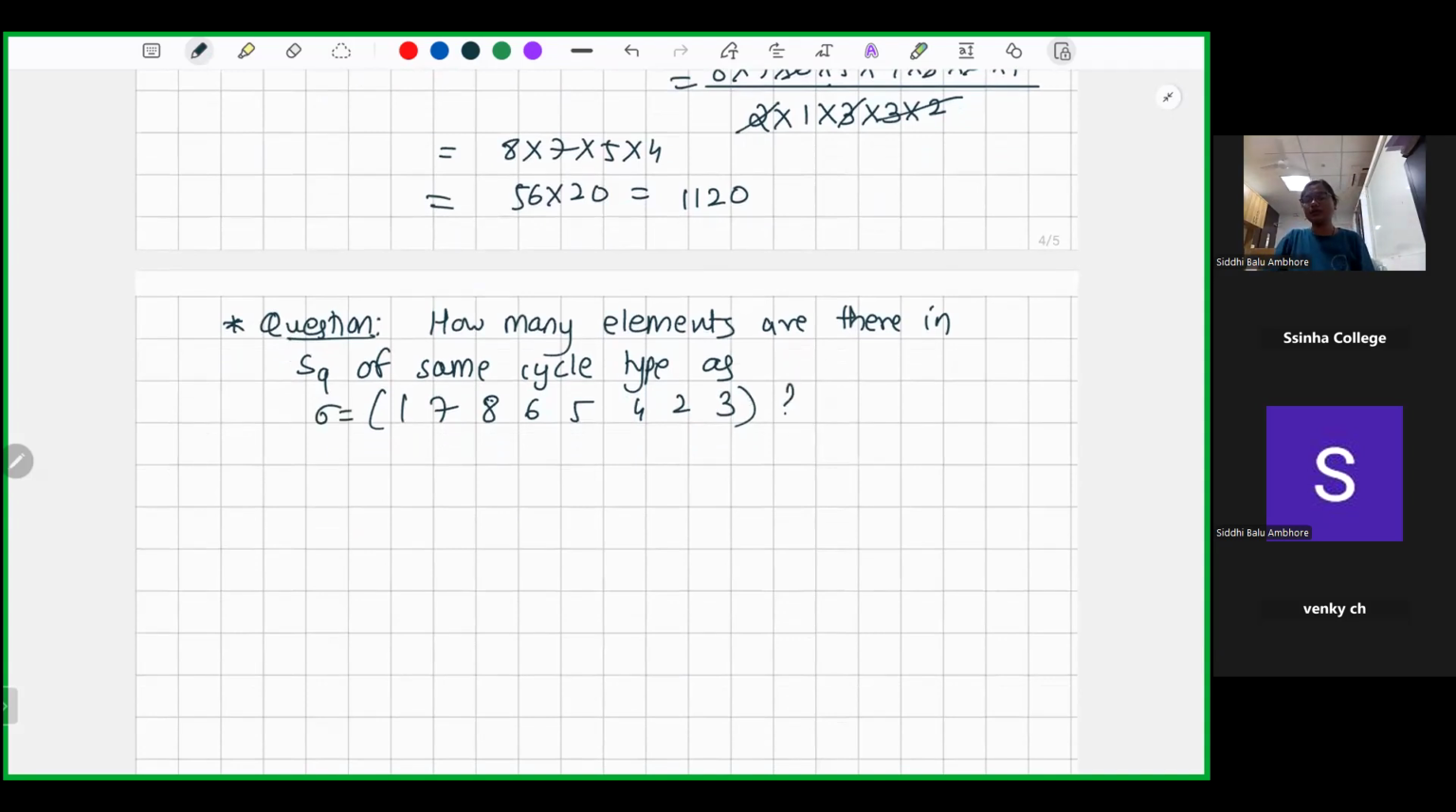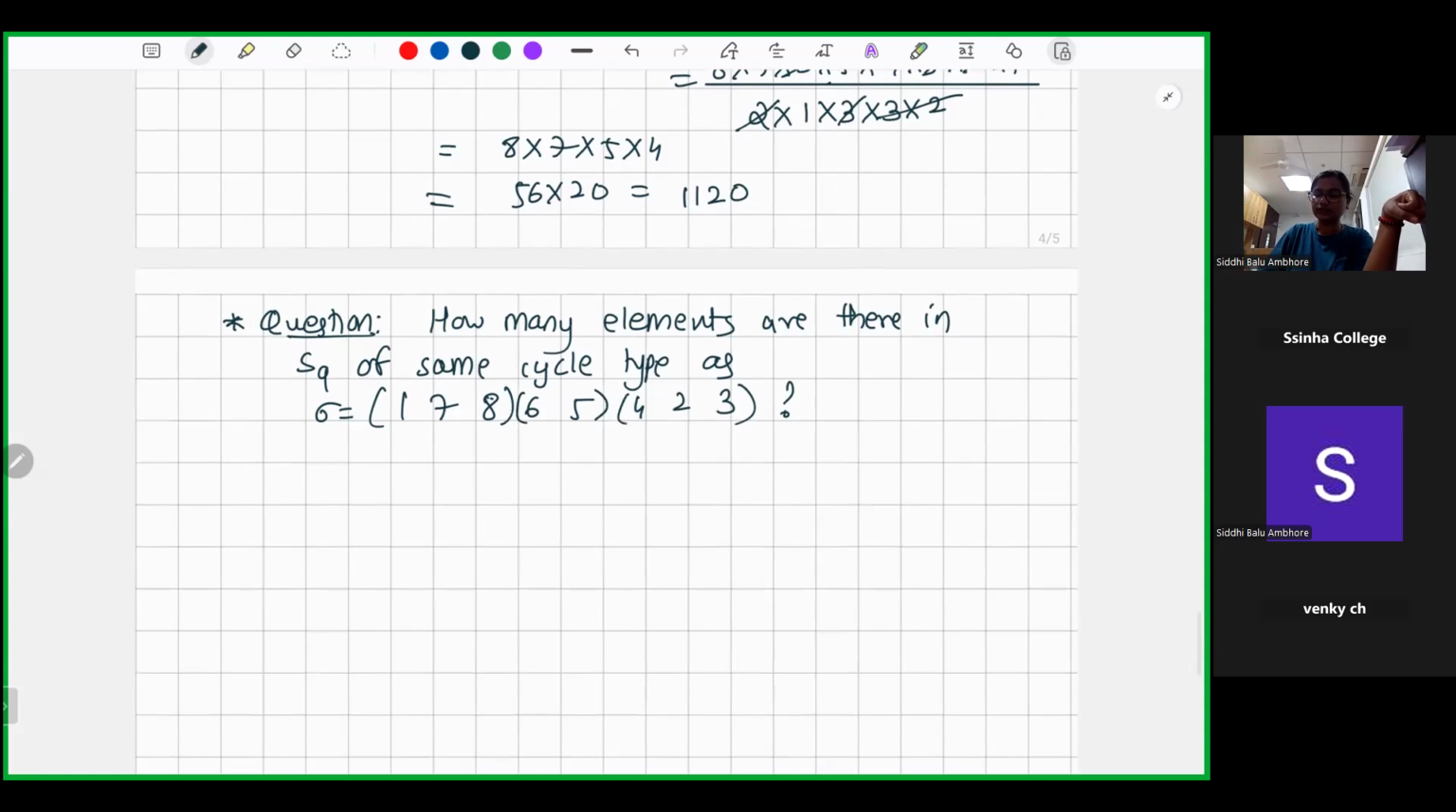And in that case you will first have to write this in disjoint cycle form, and then find the cycle type of the given sigma and then calculate the count. So first find out the cycle type and then calculate, or they can also give this in two-cycle form, something like this which I wrote here.